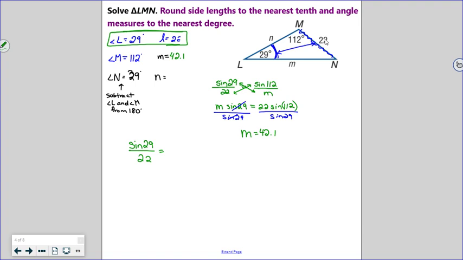And we start this process over, solving for side n. Sine of 39 over n. Okay, now this one is going to be very similar to what we just did, so I will let you take over from here. Compare your answers with your table partner.